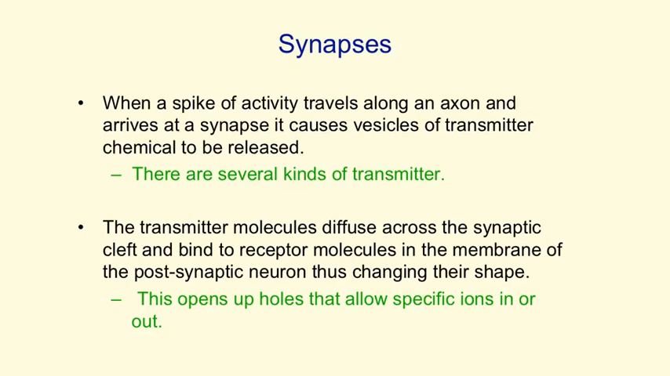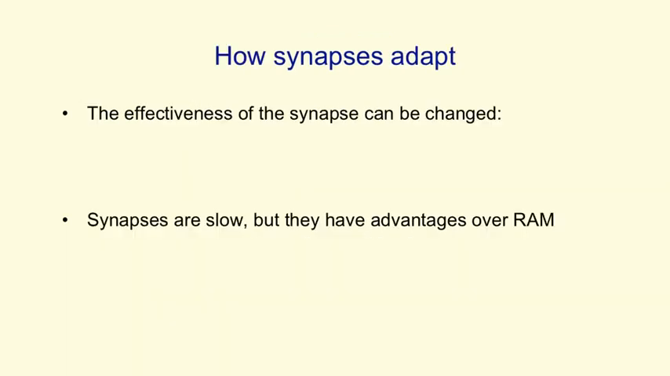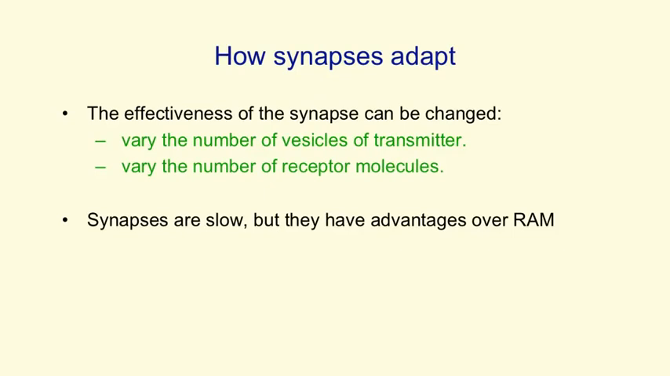Synapses adapt, and that's what most of learning is, changing the effectiveness of a synapse. They can adapt by varying the number of vesicles that get released when a spike arrives, or by varying the number of receptor molecules that are sensitive to the released transmitter molecules.